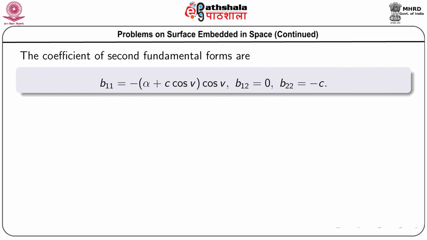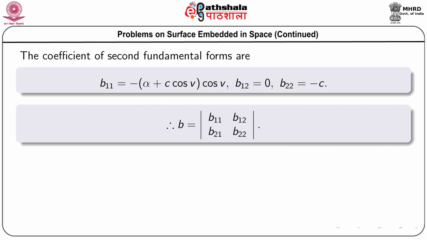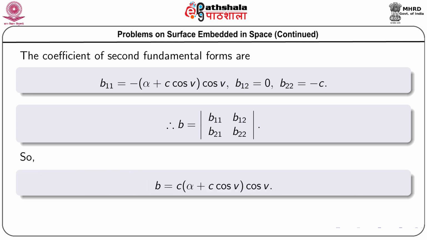Now, the coefficients of the second fundamental form are B11 equals minus alpha plus c cos v, B12 equals 0 and B22 equals minus c. So, the determinant of B alpha beta can be obtained this way, B equals c times alpha plus c cos v, times cos v. So, these are the values of A and B.